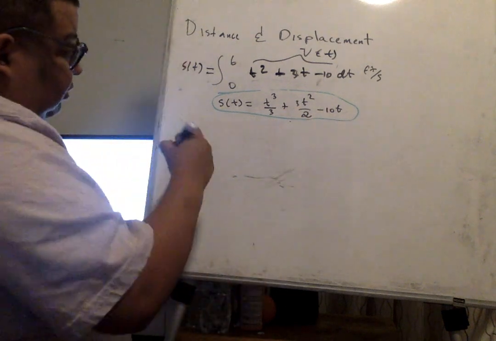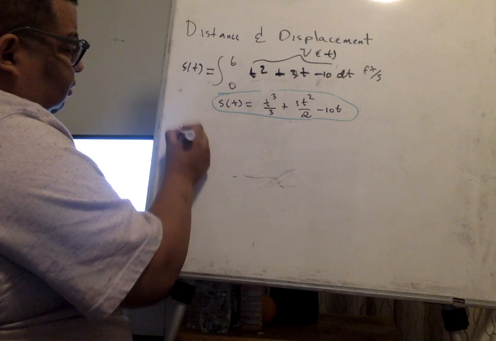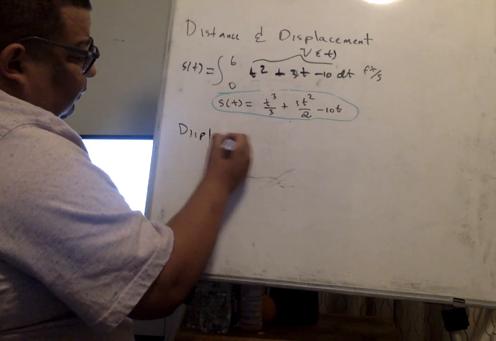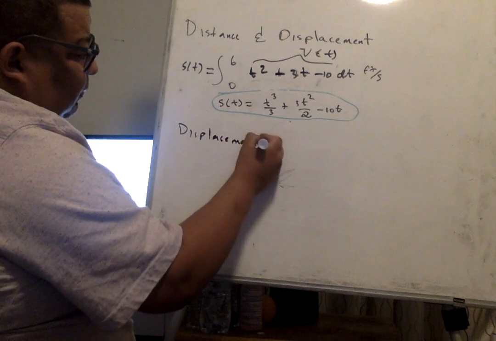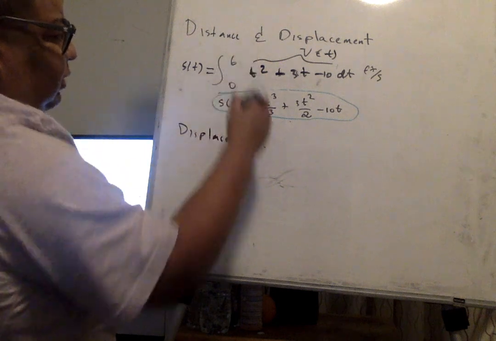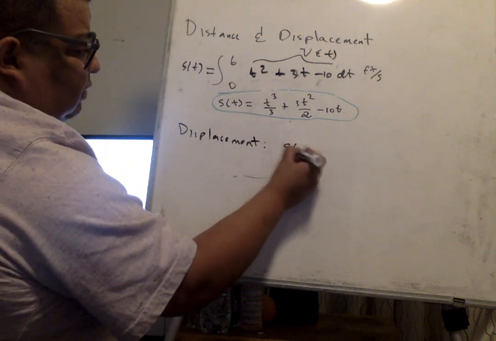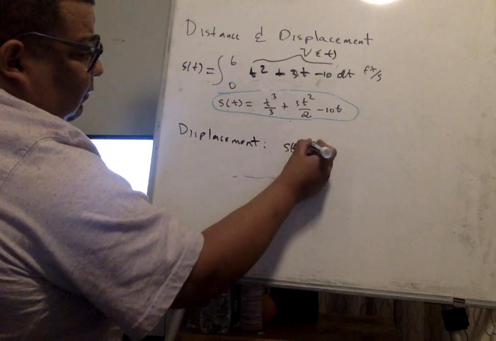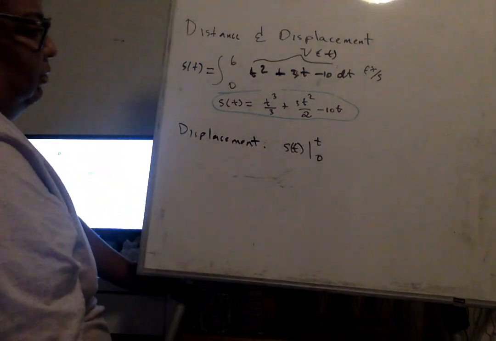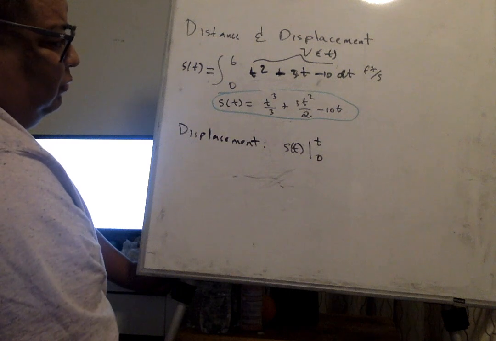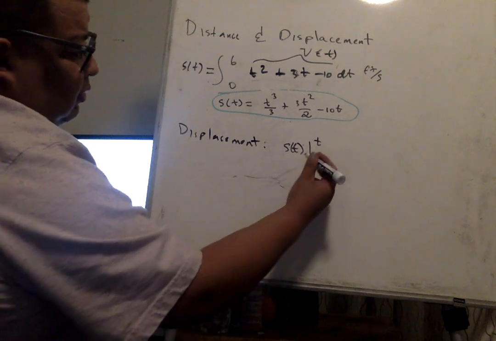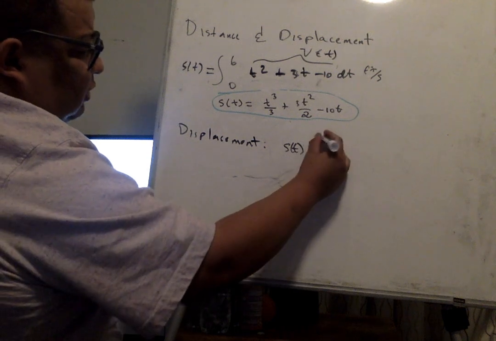So to find your displacement, you have to take the integral and then plug in your endpoints. So it's going to be s of t going from 0 to 6. Displacement is where you start and where you end. That's your displacement. So now, 0 to 6.